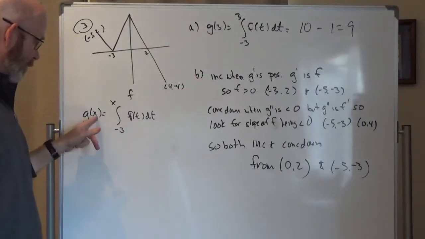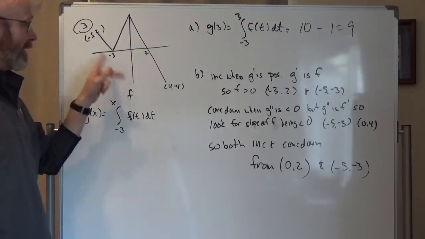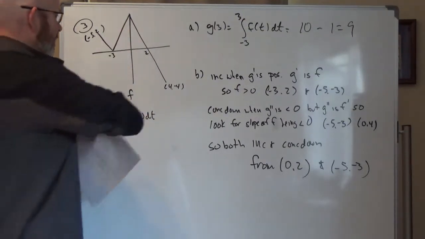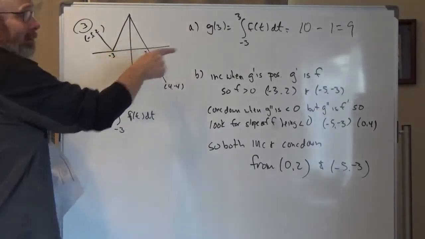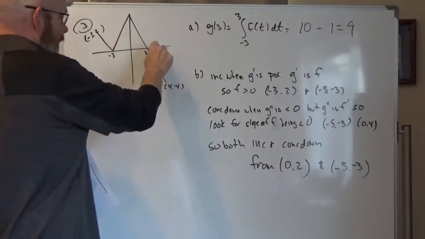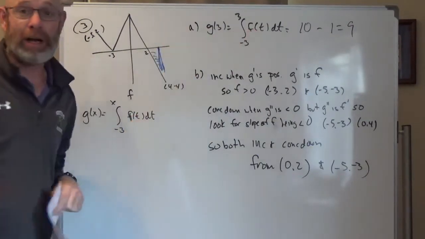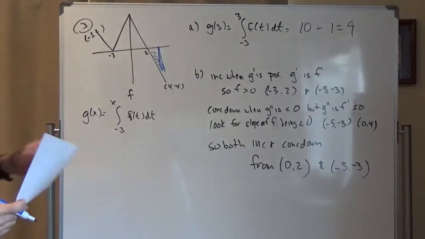So g of 3 is just the integral from -3 to 3 of f. That's just area under the curve. We got a triangle here. That's 10. It's 5 by 4. And then we got that little triangle, which is a -1 area. So g of 3 is 9.